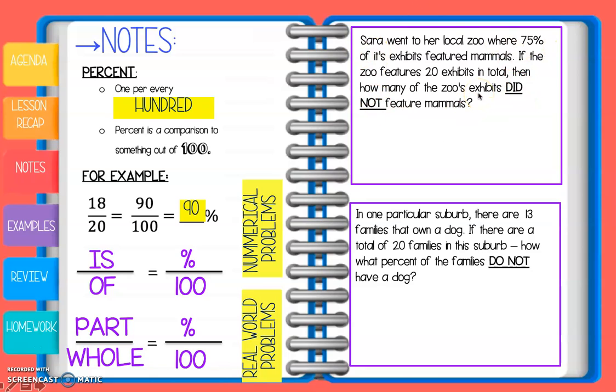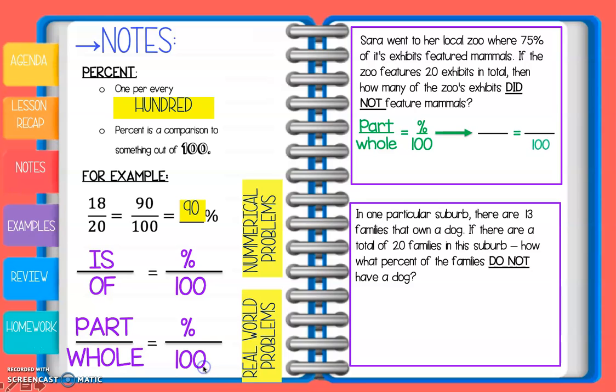It says, Sarah went to her local zoo where 75% of its exhibits featured mammals. If the zoo features 20 exhibits in total, then how many of the zoo's exhibits did not feature mammals? So first off, we need to set up our percent proportion. This is a real world problem, so we're going to write part over whole equals percent over 100. And then we're going to fill in what we know.